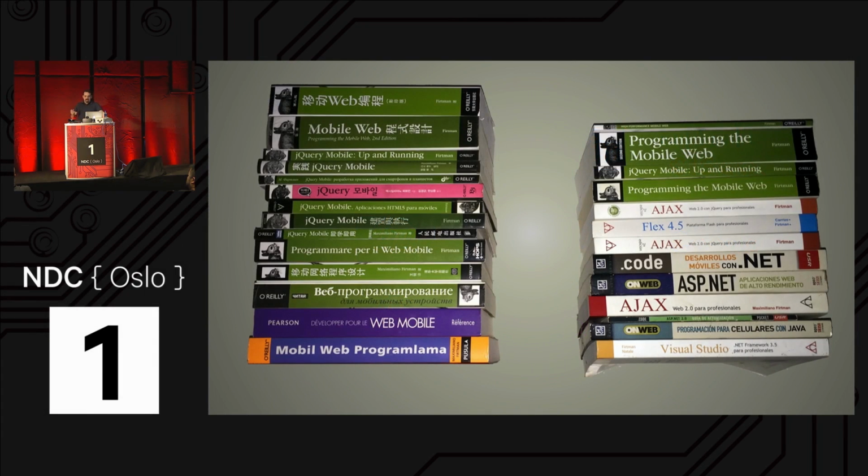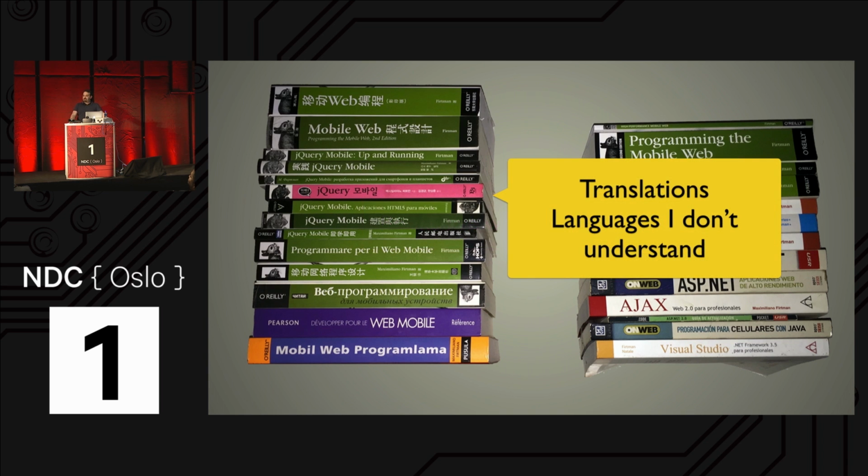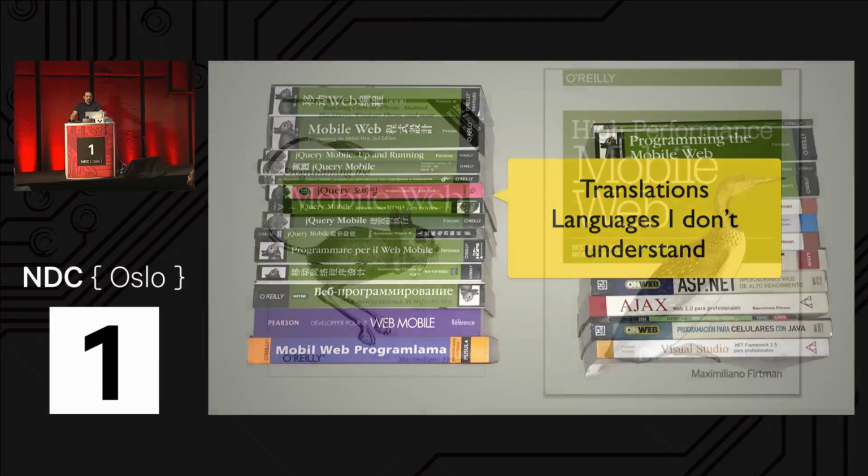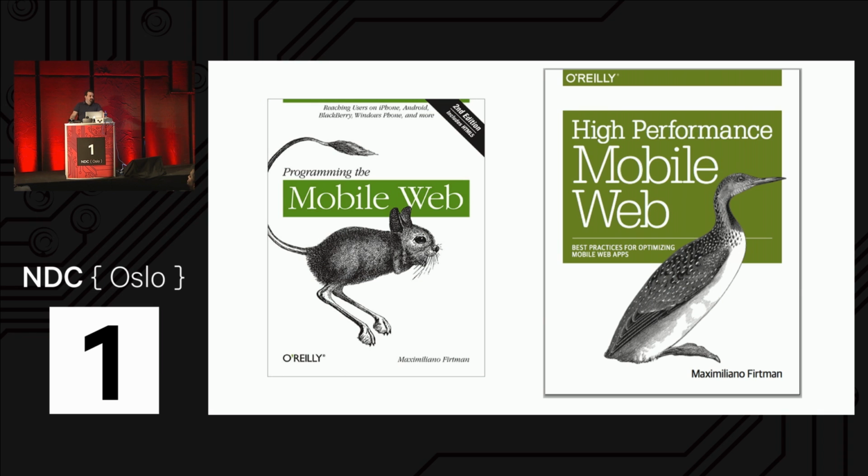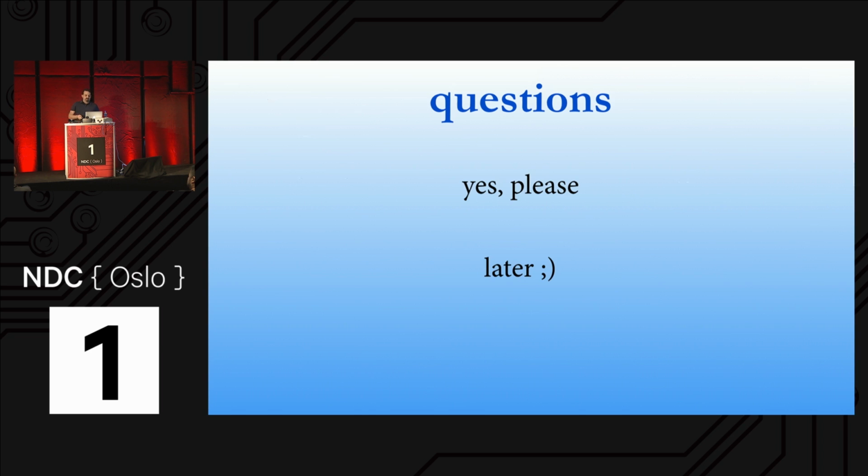And I have also a couple of books, as you can see there, with a trick. So I have some books, original books I have authored, and then translations in languages that I don't really understand. Okay, Korean, Japanese, Russian. And the latest books are Programming the Mobile Web and High Performance Mobile Web from O'Reilly. So as you can see, I'm usually targeting mobile web as the main topic. So questions, yes, please, later.